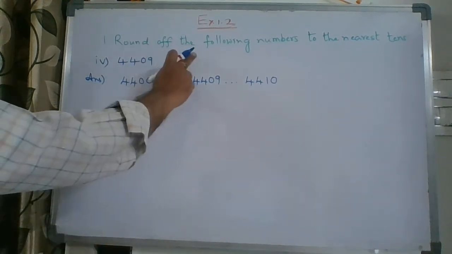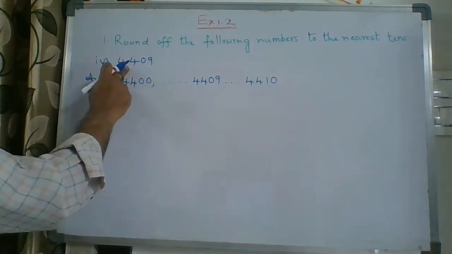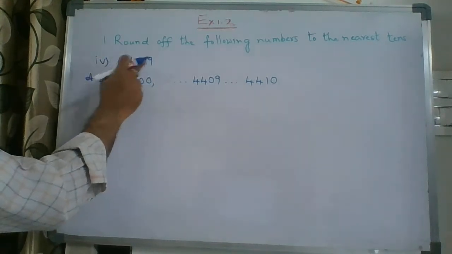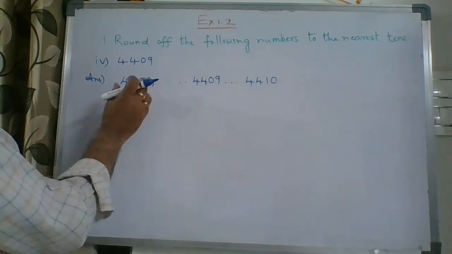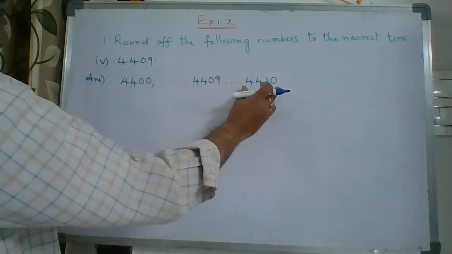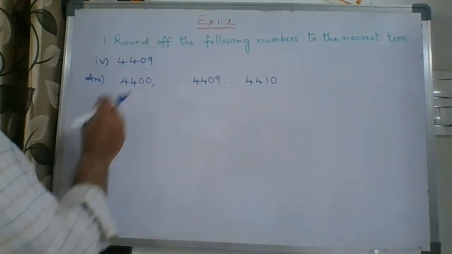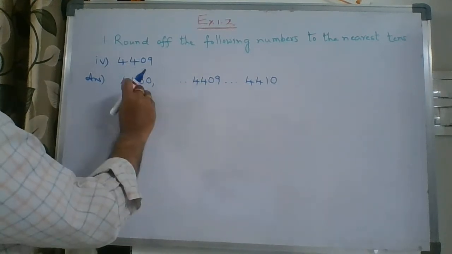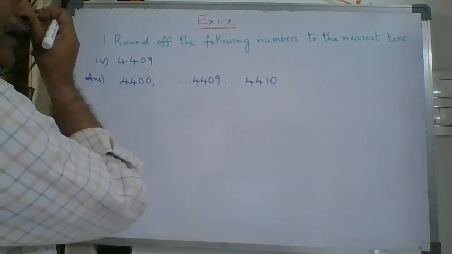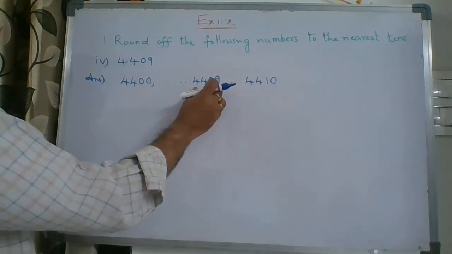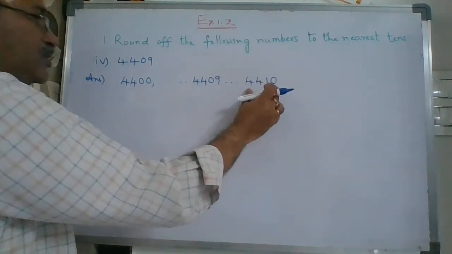The first question is round off the following numbers to the nearest tens. I have taken the fourth question. It is 4409. This 4409 lies between 4400 and 4410. In tens we have to round off to the nearest tens. Therefore, before that it should be 0 tens, and the next one is 10. So this 4409 is nearer to 4400 or 4410, that you have to compare.